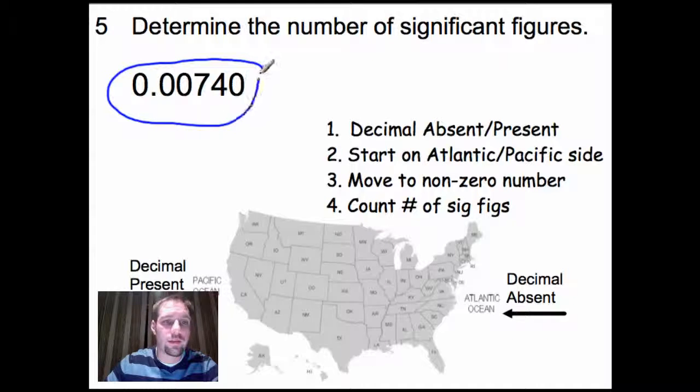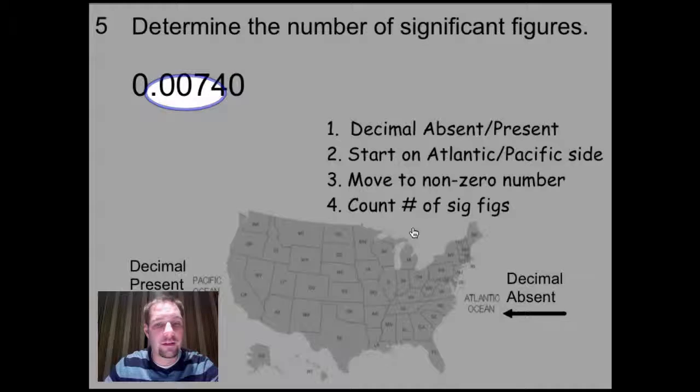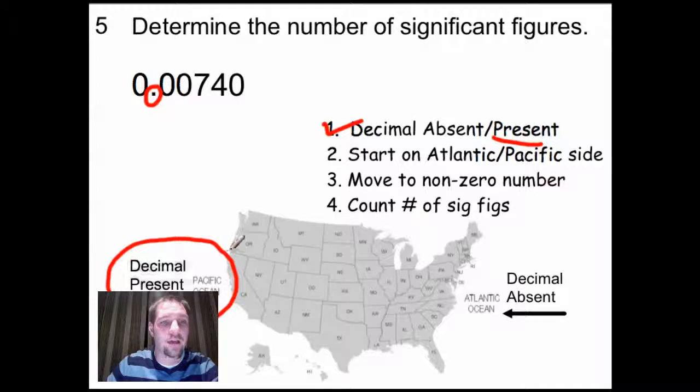So here's my number, 0.00740. Definitely see a decimal there. Let me just circle that so you guys are on the same page with me. Decimal is present. Step 1, done. Decimal's present. That means I'm going to start on the left side, which is the Pacific side of this number. Step 2, done, starting on the Pacific side.